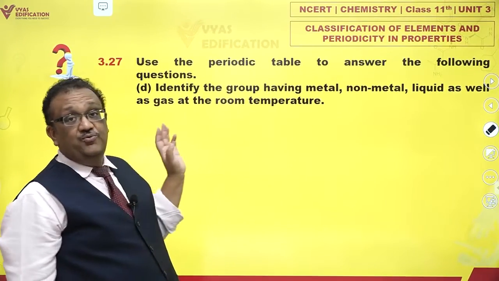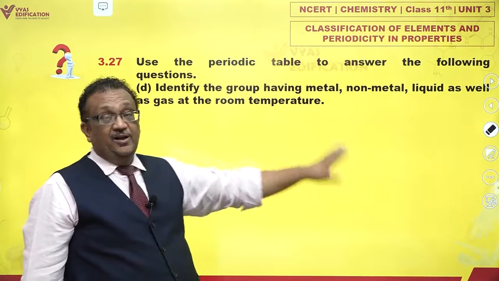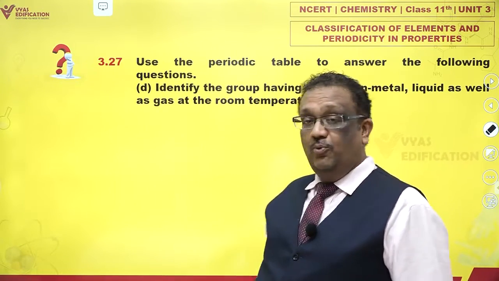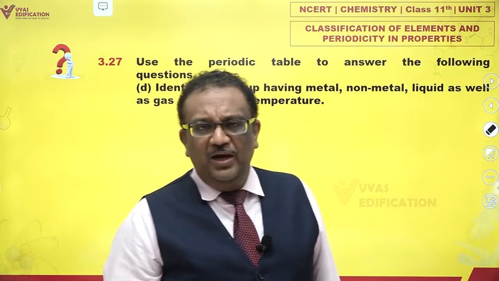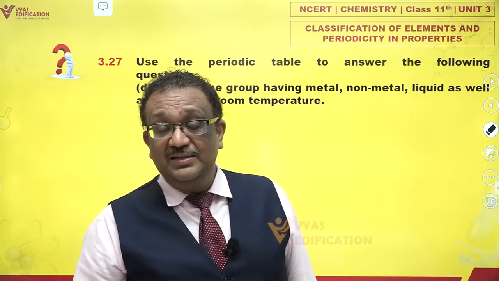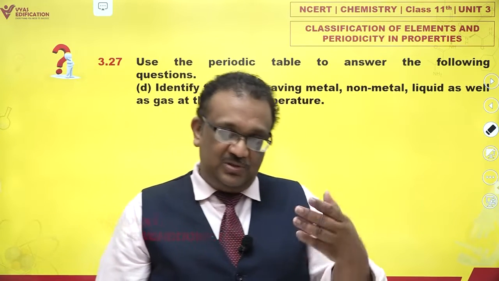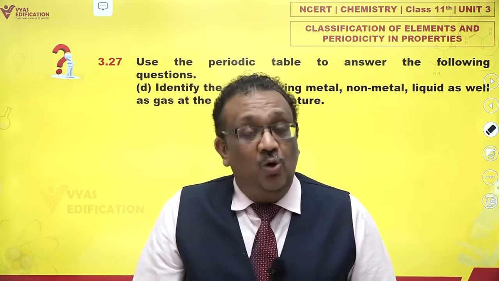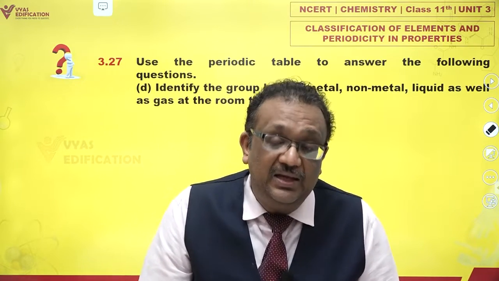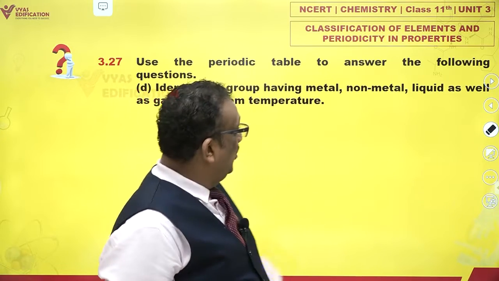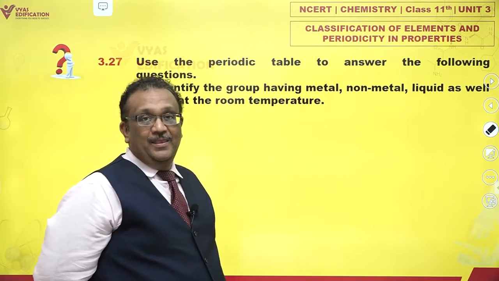Now, this is very interesting. If you look at it, you need a metal and a non-metal both, a liquid as well as a gas both. If you care to see, group 1 has metals, the full group is metals, lithium right till cesium. You also have a non-metal, hydrogen. Is there a gas? Yes, hydrogen is a gas. But the others are solids, there is no liquid. So group 1 would not qualify here.